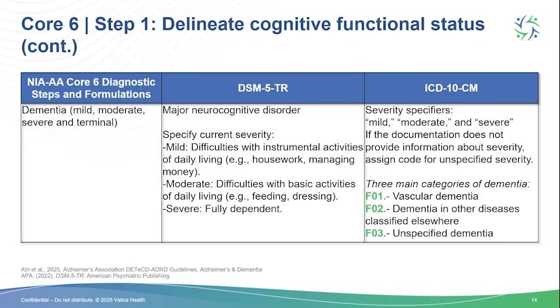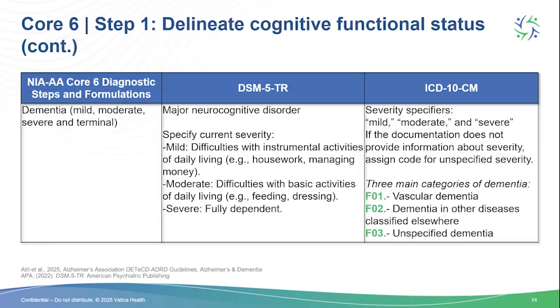So far, it's been pretty straightforward, but when we get to dementia, they ask a lot. Severity needs to be specified as mild, moderate, or severe. There's many ways to gauge this, so use your clinical judgment and what you're comfortable with. DSM-5 recommends the following. Mild when there's difficulties with instrumental ADLs like housework or managing money. Moderate when there's difficulties with basic ADLs like eating and getting dressed. And severe is fully dependent.